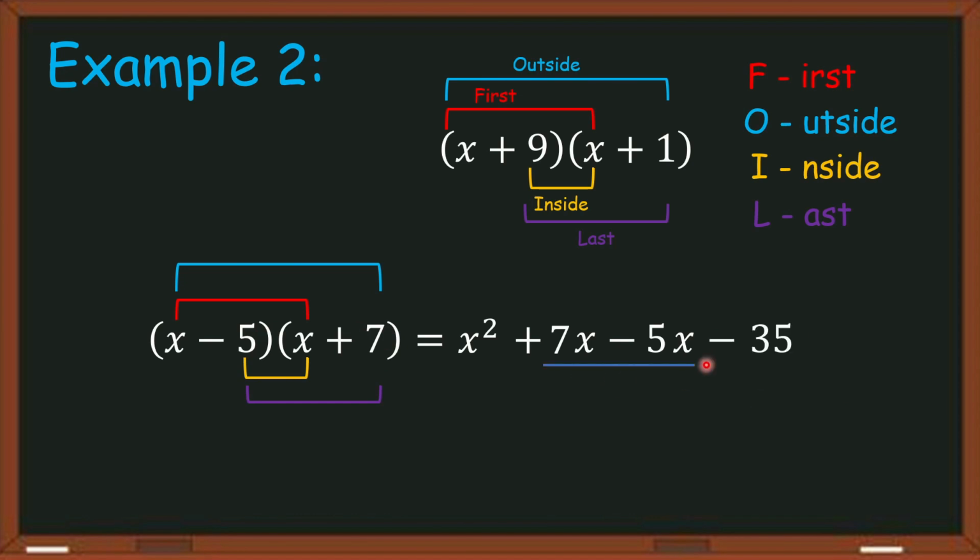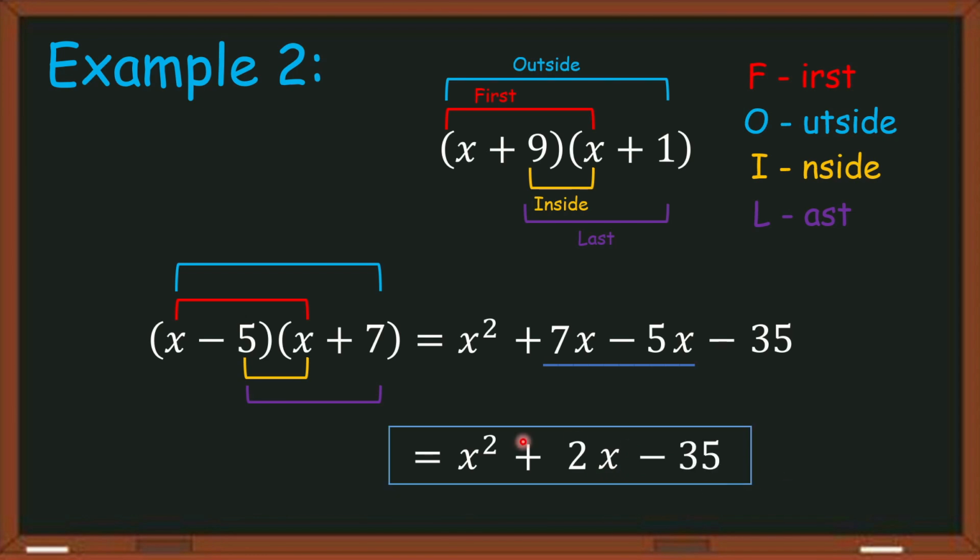Combine natin yung similar terms. Bring down natin si x squared. And then, subtract lang natin itong 7x minus 5x. So, subtract lang muna natin yung number. So, 7 minus 5 is equals to positive 2. So, lagay natin positive 2. And then, copy natin yung x. And then, bring down natin itong minus 35 dito. So, minus 35. At ito na yung ating sagot sa example number 2.